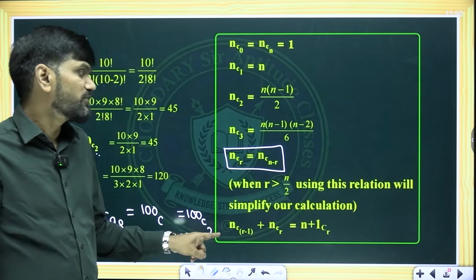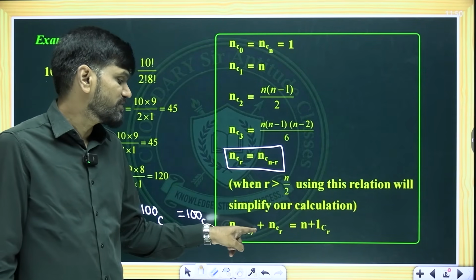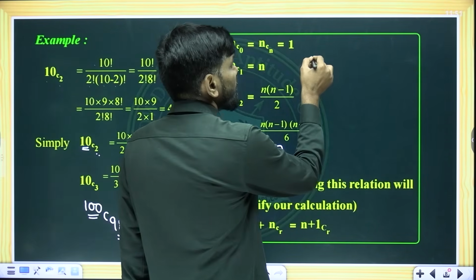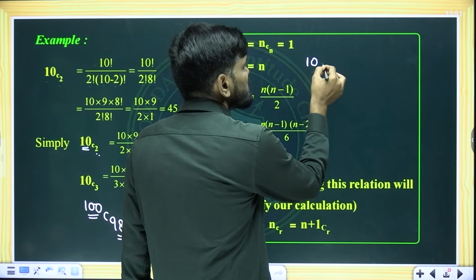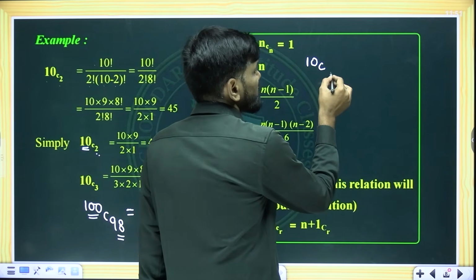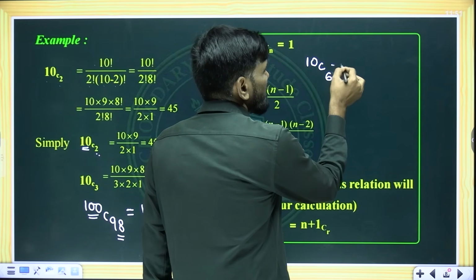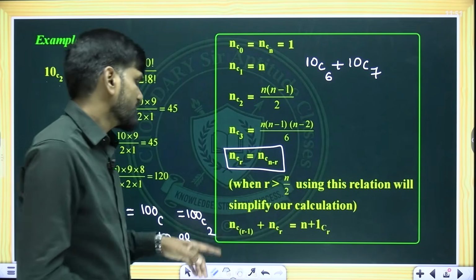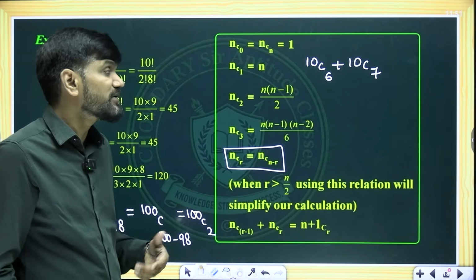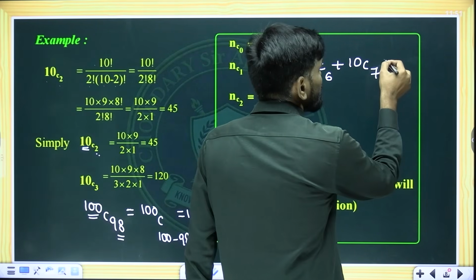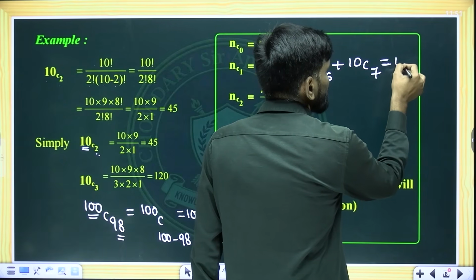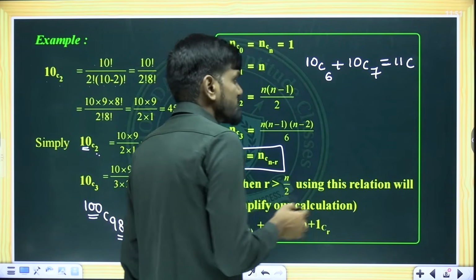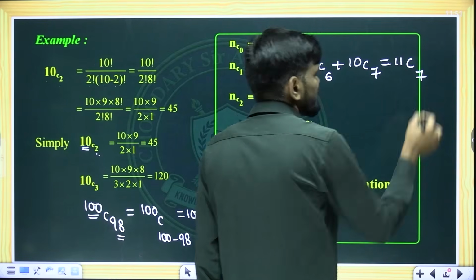Next, one more relation I want you to remember here is nC(r minus 1) plus nCr equals (n plus 1)Cr. What do we mean by that? Just check. 10C(r minus 1), so 10C6 plus 10C7. nC(r minus 1) plus nCr equals (n plus 1)Cr, meaning n plus 1, that is 10 plus 1, is 11, C r. So r is nothing but 7. So that is equal to 11C7.